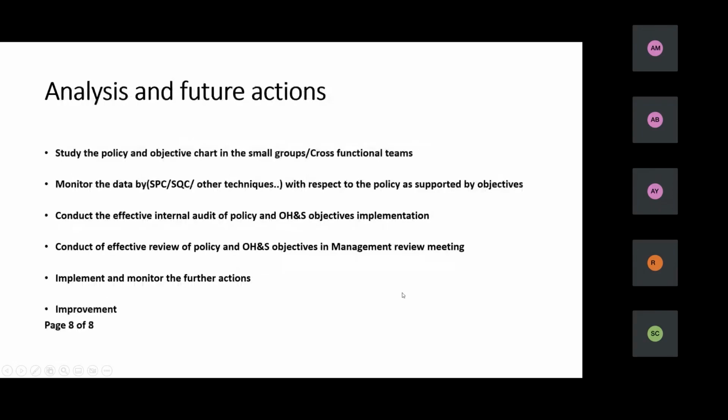Then we do the analysis of the entire implementation by small groups, cross-functional teams, SPC, SQC. We have the data because our smart objectives are there, which has made us generate data, and we are having the run chart, the P chart, the Pareto analysis has given the chart, and Six Sigma is being implemented depending upon what kind of techniques they want to implement. Then we conduct the effective internal audit of these smart objectives.